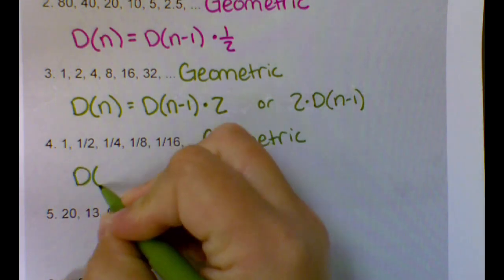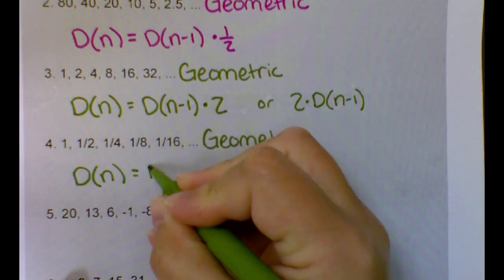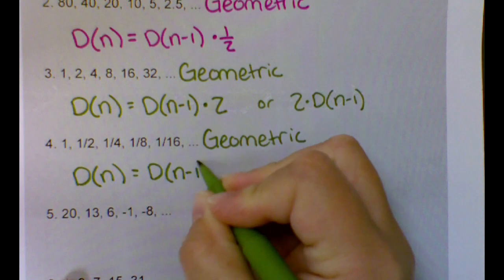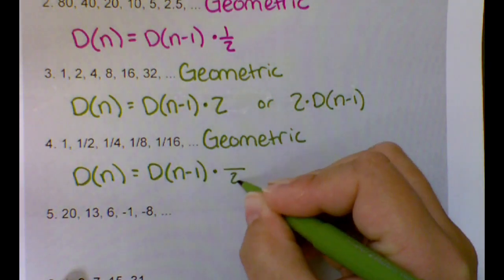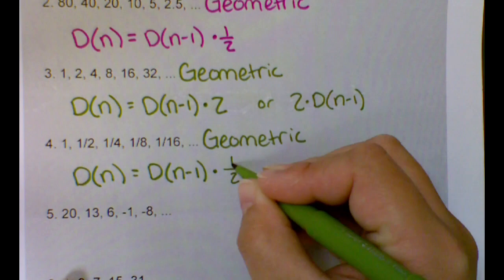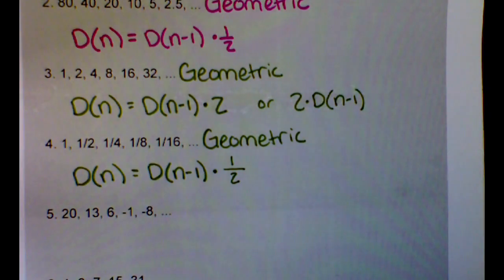So any term, d of n, is equal to the term before it times, well, we're multiplying the denominator by 2 and the numerator is staying the same, so it's multiplied by 1. We're multiplying by a half.